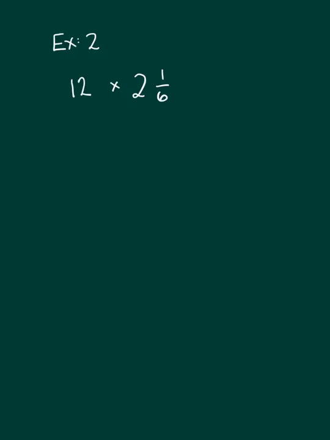Okay, so now we're going to do example 2, 12 times 2 1/6. So the first step is to convert your mixed number to an improper fraction. In order to do that, we're going to multiply 2 times 6, and we're going to add this 1 to it. We're going to get 13, and my denominator stays the same.